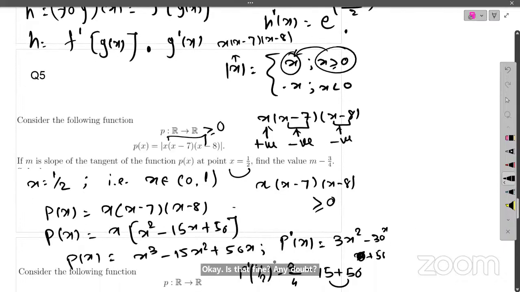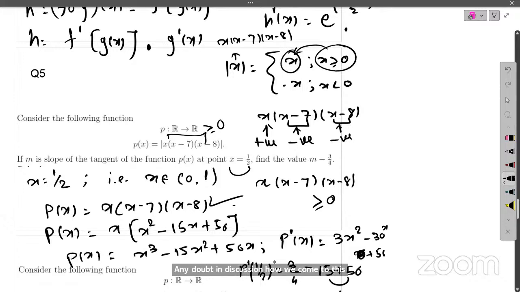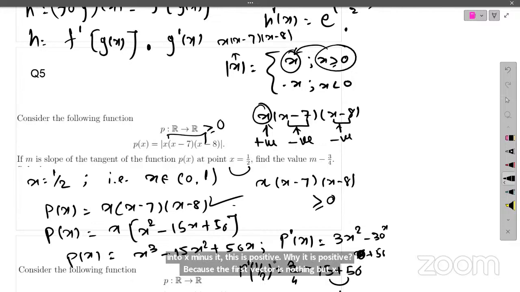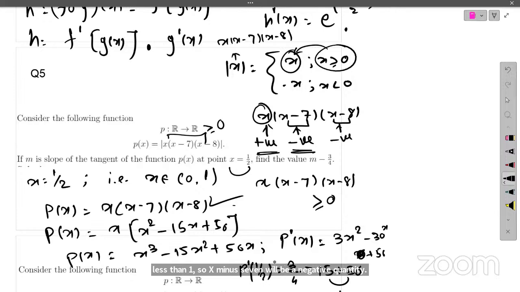Any doubt in this question, how we come to this particular expression? Because if you take values near x equals 1 by 2, the value of this polynomial, x into x minus 7 into x minus 8, is positive. Why is it positive? Because the first factor is nothing but x, and x belongs to 0 to 1. In between 0 to 1, we have all positive numbers, so any number will give us a positive quantity. x minus 7 is there, but since x is less than 1, x minus 7 will be a negative quantity. Similarly, this bracket, x minus 8, will also give us a negative quantity. So minus will become plus, and overall we have a positive quantity.